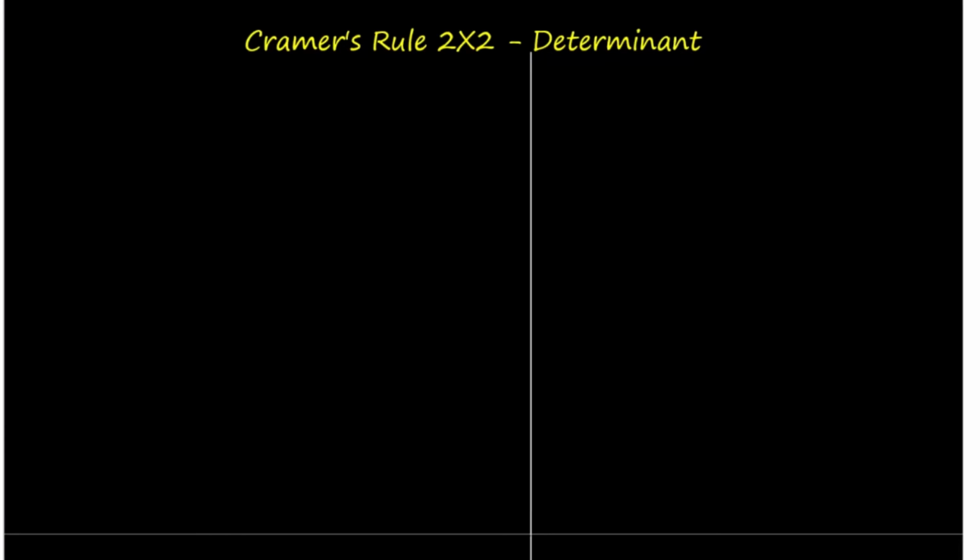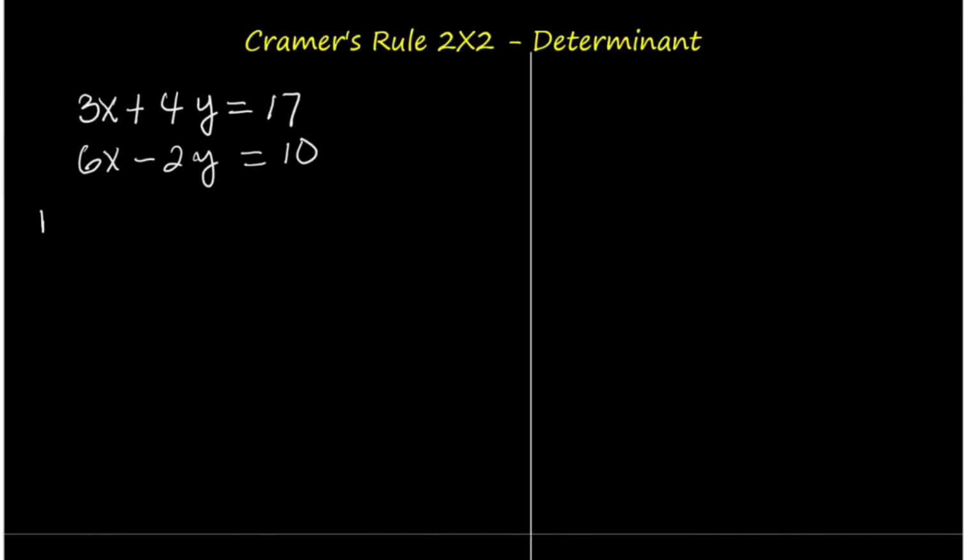In this video, we're going to use Cramer's rule to solve a system of linear equations with two variables. Let's say we're given this system, 3x plus 4y equals 17, and 6x minus 2y equals 10. Our goal is to find the values of x and y using Cramer's rule.